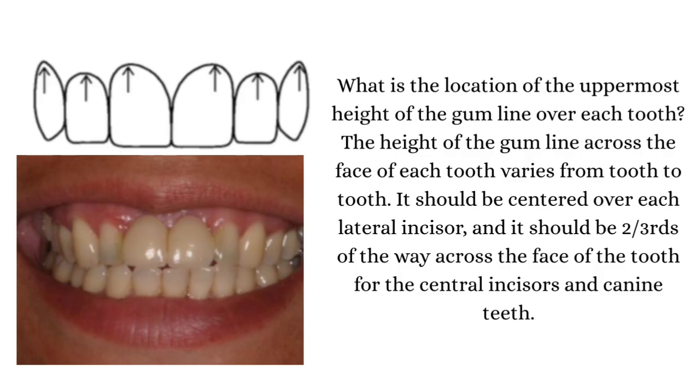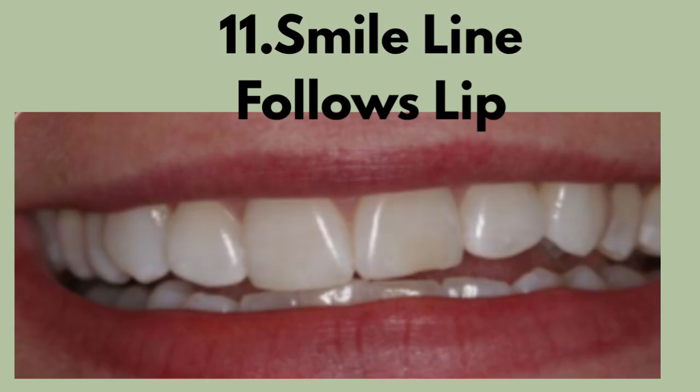10. Gingival zenith. What is the location of the uppermost height of the gum line over each tooth? The height of the gum line across the face of each tooth varies from tooth to tooth. It should be centered over each lateral incisor, and it should be 2/3rds of the way across the face of the tooth for the central incisors and canine teeth.